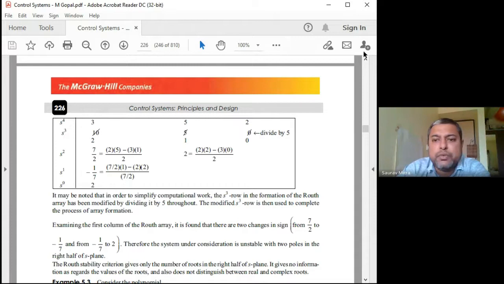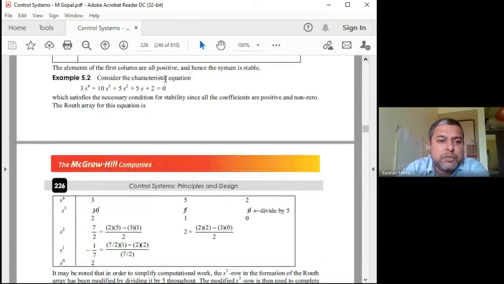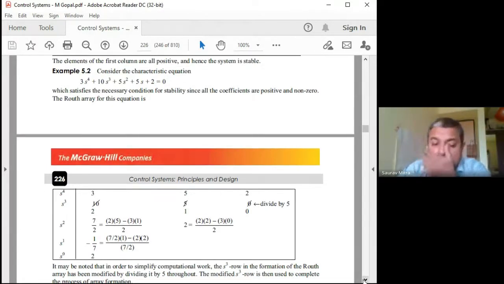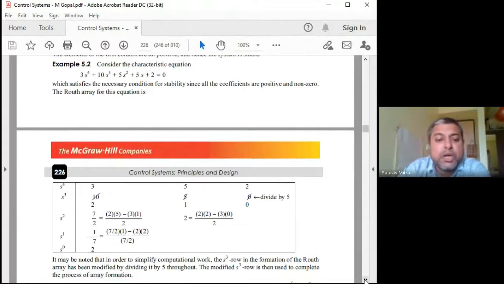First row is 3, 5, 2. Why? Because if you see the polynomial, this is the characteristic equation which is given. I can give you G(s) and H(s), and I will not give you the characteristic equation directly. So you first have to calculate G(s) divided by 1 plus G(s)H(s). From there you find the denominator equation, and denominator equal to 0 will be the characteristic equation. From the characteristic equation you first separate out the even and odd terms. Even is 3, 5 and 2, odd is 10 and 5, which you are reducing to 2 and 1.